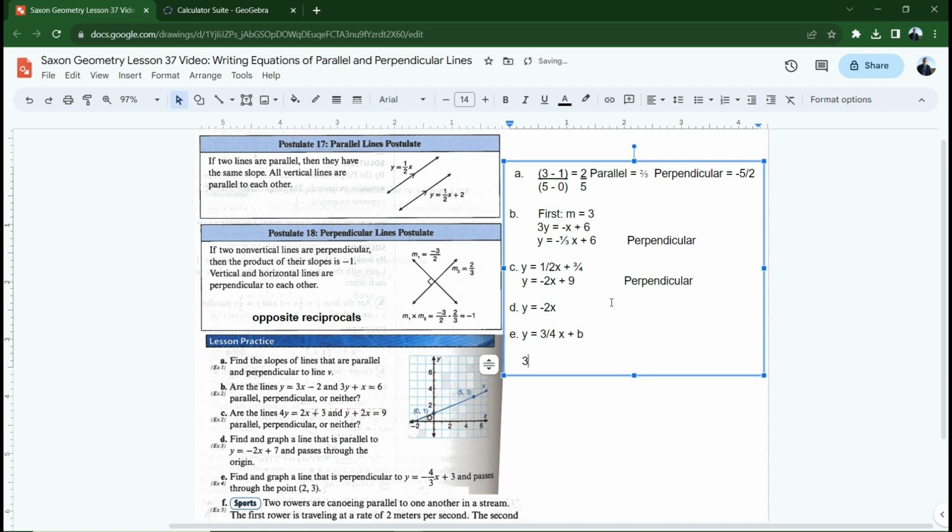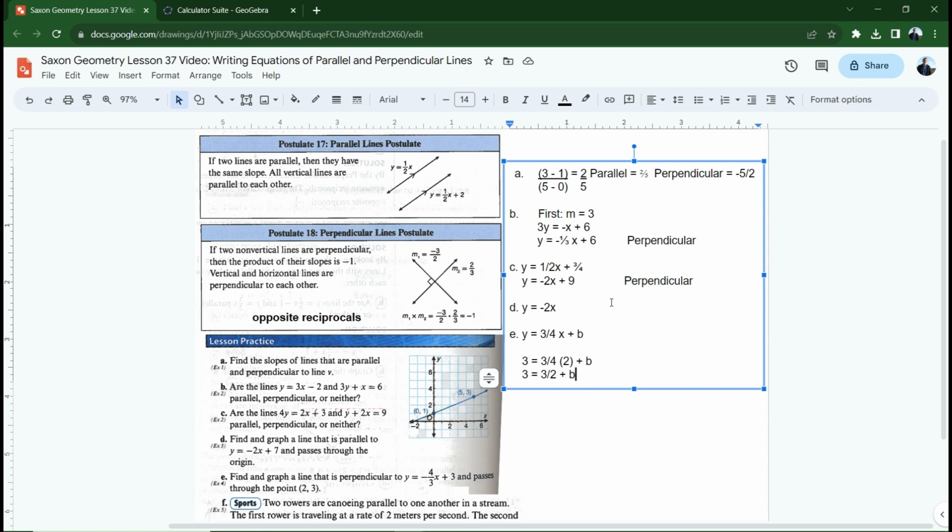So I'm going to plug in 3 for y, equals 3 over 4 times 2 for x plus b, and I should be able to figure out what b is. Let's see, so this simplifies to 3 equals 3/4 times 2, which is 6/4. 6 over 4 is the same as 3 over 2, plus b. So b is going to equal 3. I have to subtract 3 halves from both sides.